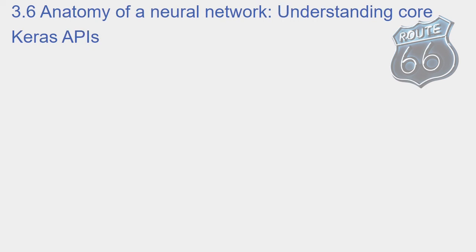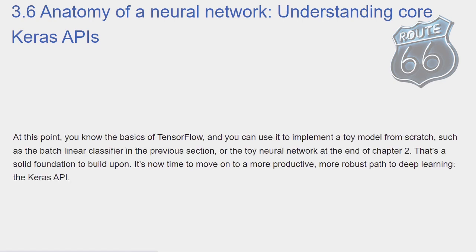Section 3.6. Anatomy of a Neural Network: Understanding Core Keras APIs. At this point, you know the basics of TensorFlow, and you can use it to implement a toy model from scratch, such as the batch linear classifier in the previous section, or the toy neural network at the end of Chapter 2. That's a solid foundation to build upon. It's now time to move on to a more productive, more robust path to deep learning: the Keras API.